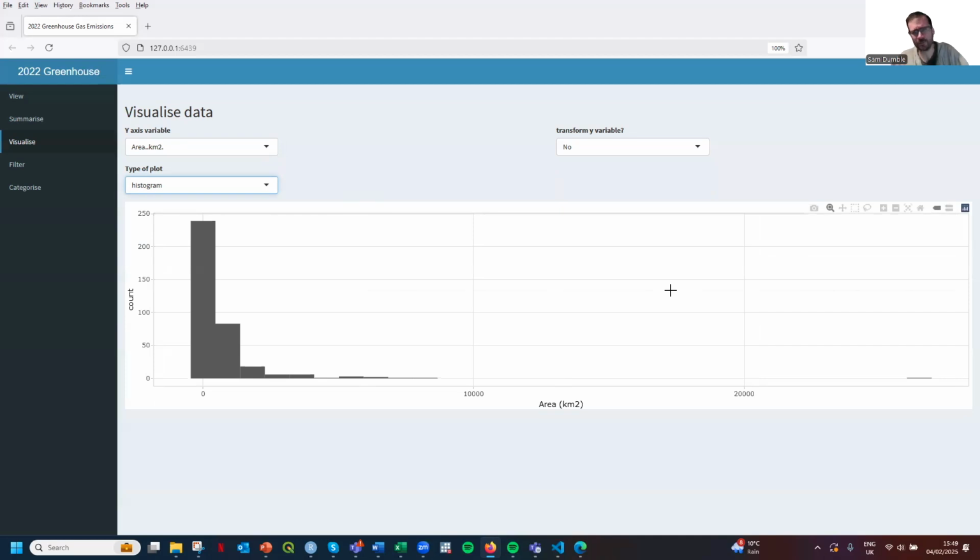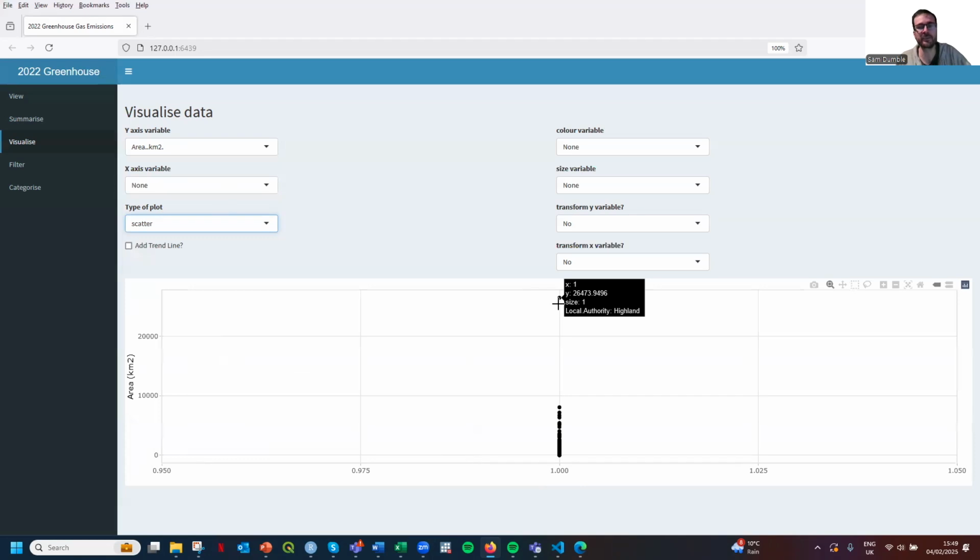Now, I might be thinking, have I added an extra 0 at the end of the area? Is there some mistake in the calculation? If I go back to the scatter plot to identify it, I will see this is the Highlands of Scotland. And I know that this is a local authority which is absolutely huge. And it makes sense now why there is that one point way off in the distance.